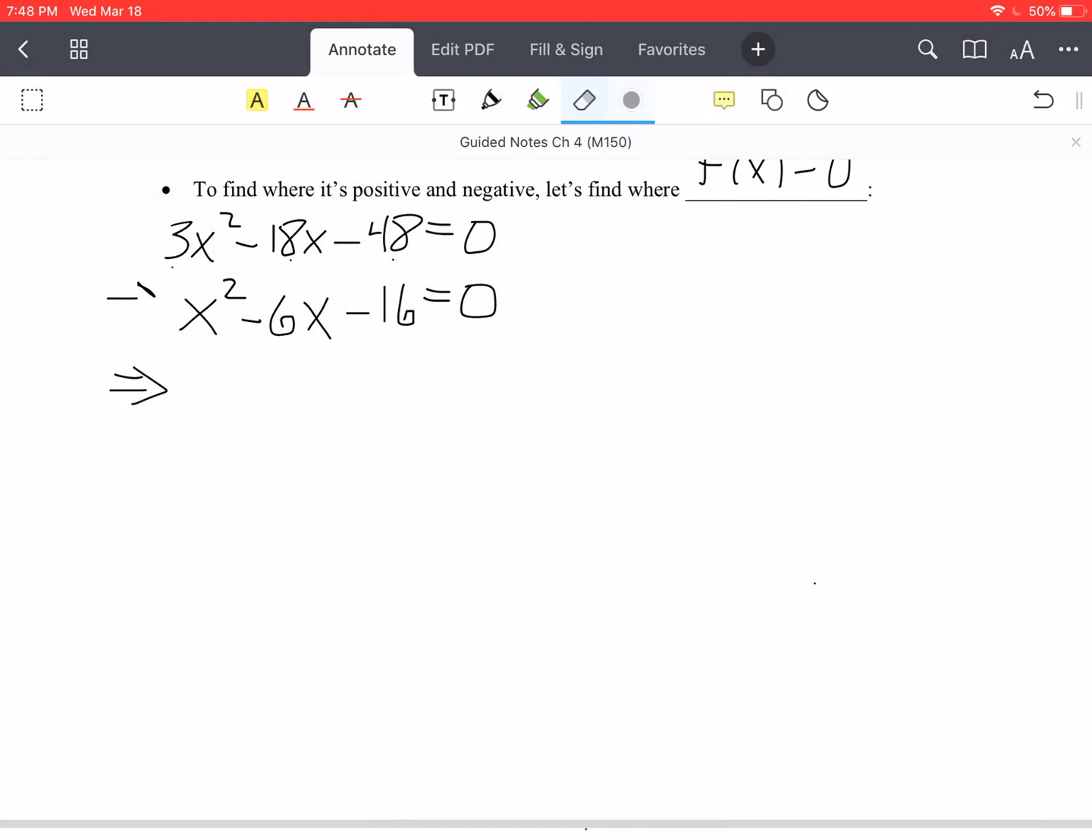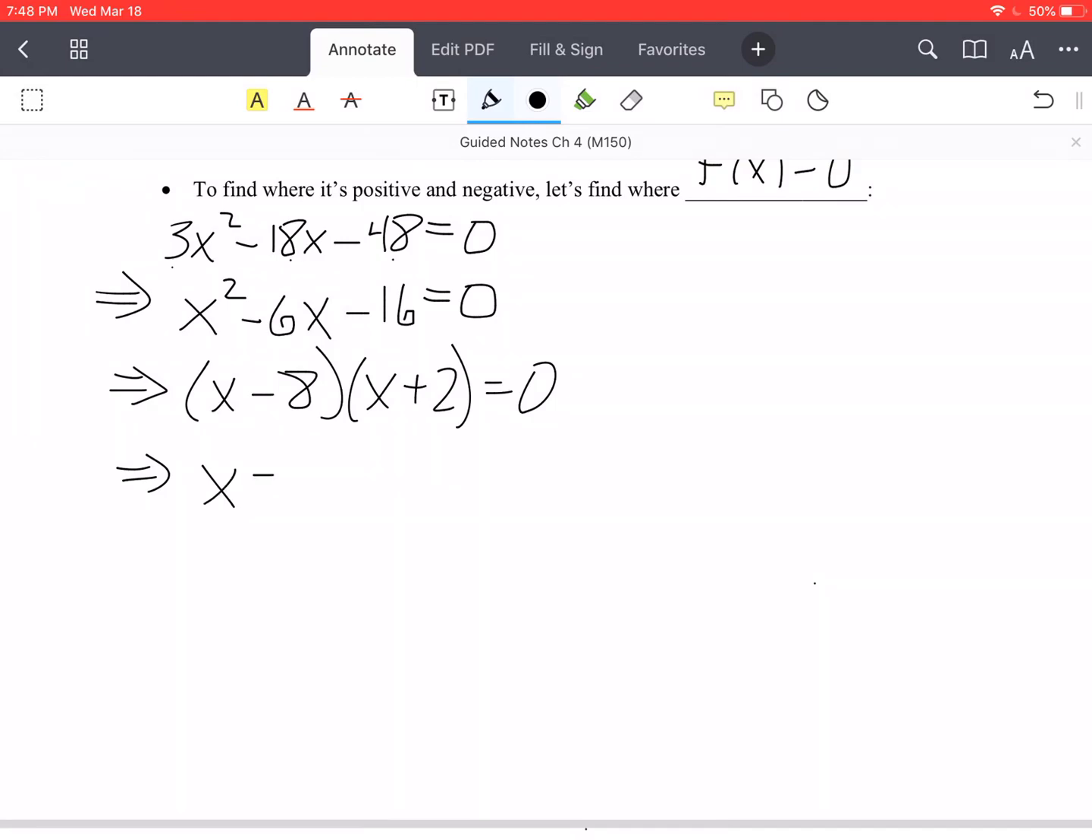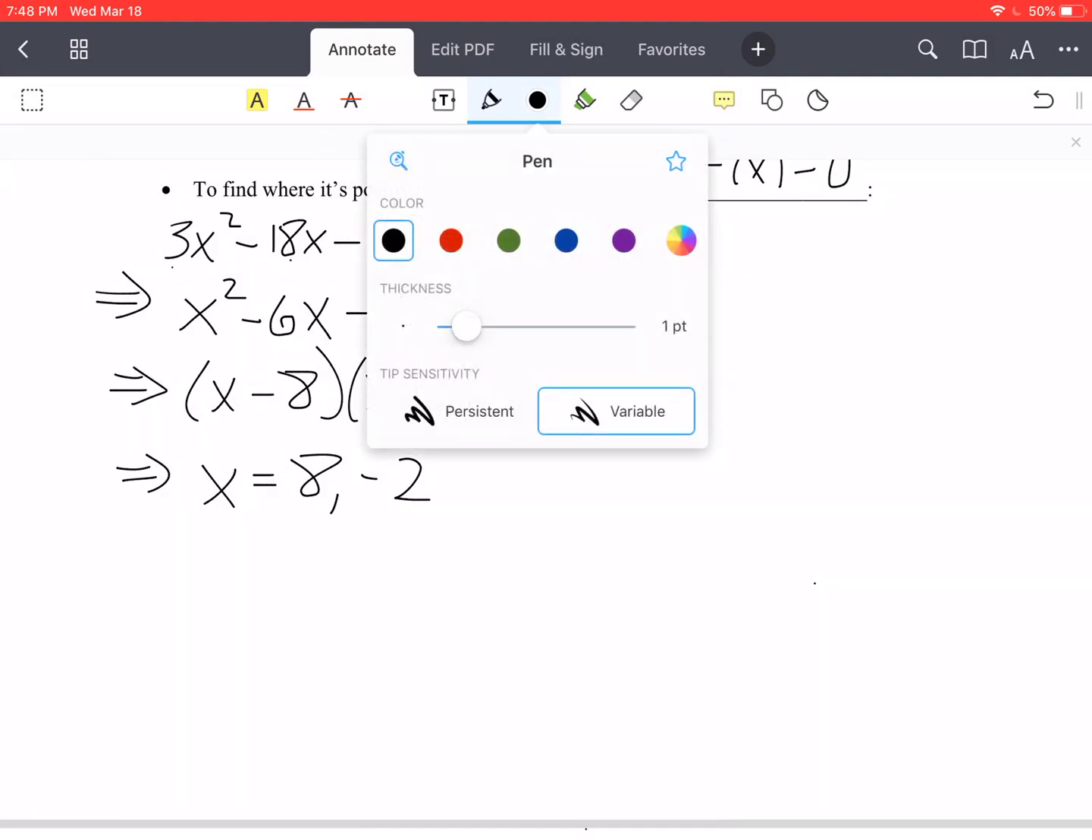Okay. So now this is factorable. So we go ahead and factor this. So this is x minus 8, x plus 2 equals 0, which gives us, of course, the two values 8 and negative 2. So these are the values where the derivative is equal to 0. So what we're going to do is draw a number line. I'm going to thicken this up a little bit.